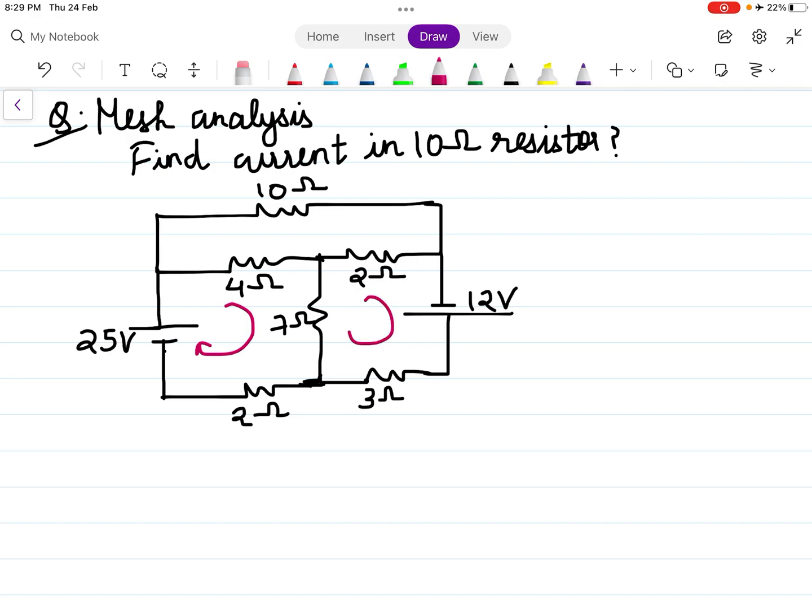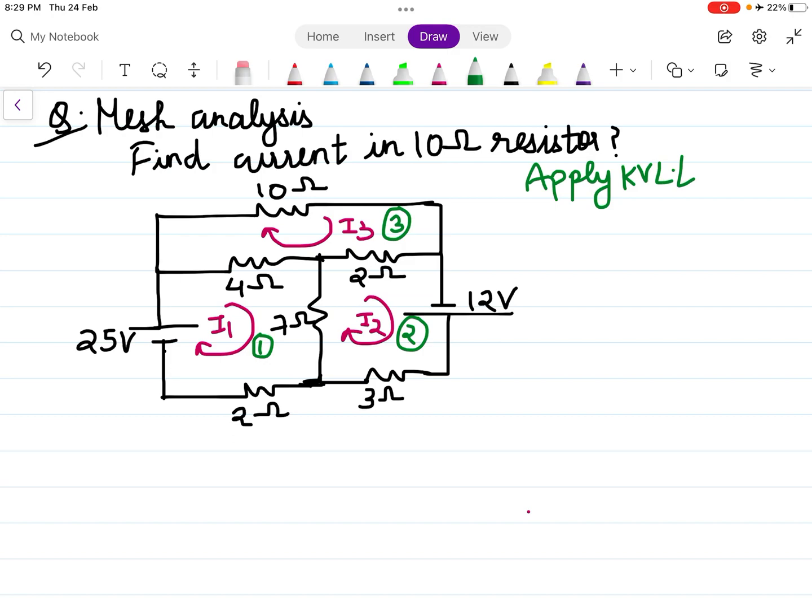So assume the direction of current, assume it to be in the clockwise direction. This is I1, I2, I3, mesh 1, mesh 2, mesh 3. Apply KVL to mesh 1.